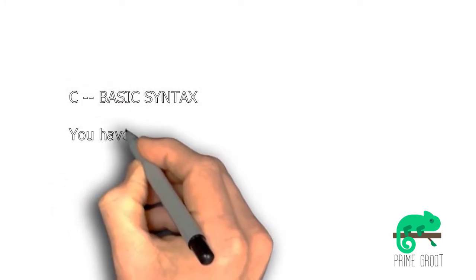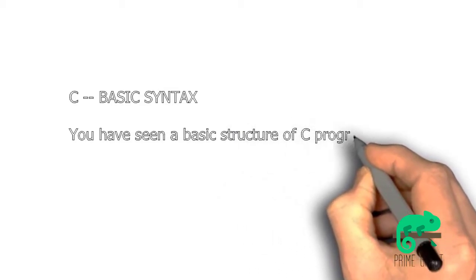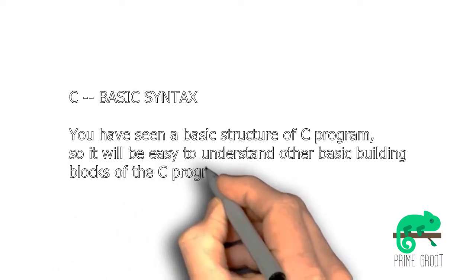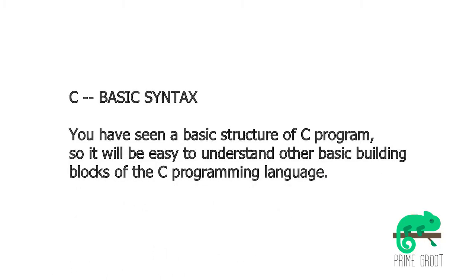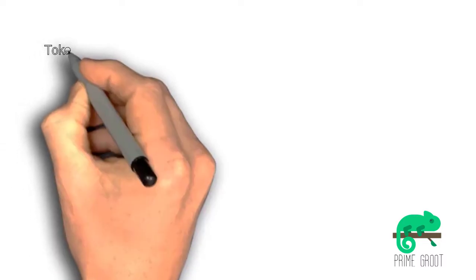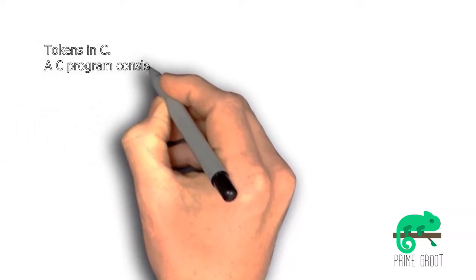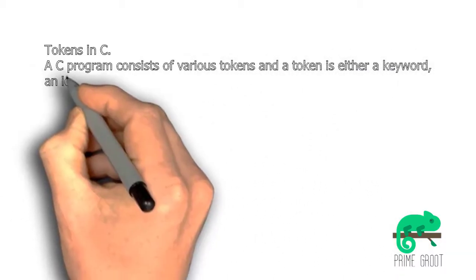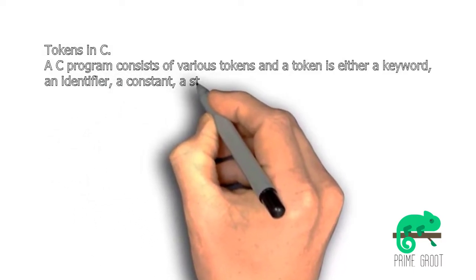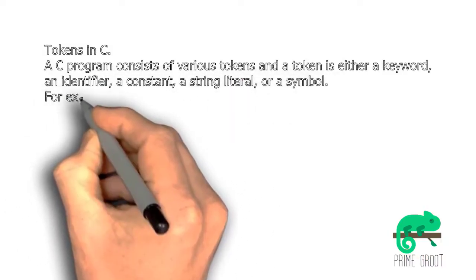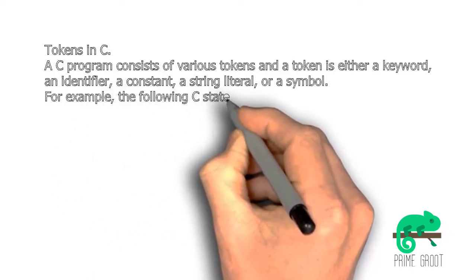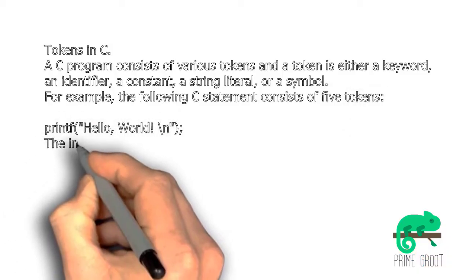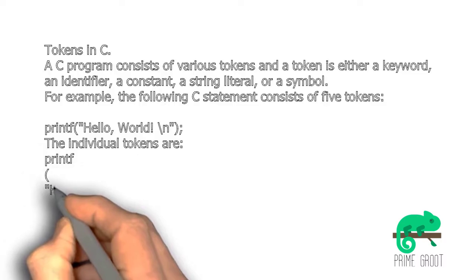C basic syntax. You have seen a basic structure of a C program, so it will be easy to understand other basic building blocks of the C programming language. Tokens in C. A C program consists of various tokens, and a token is either a keyword, an identifier, a constant, a string literal, or a symbol. For example, the following C statement consists of 5 tokens: printf("Hello World\n"); The individual tokens are printf, (, "Hello World\n", ), ;.